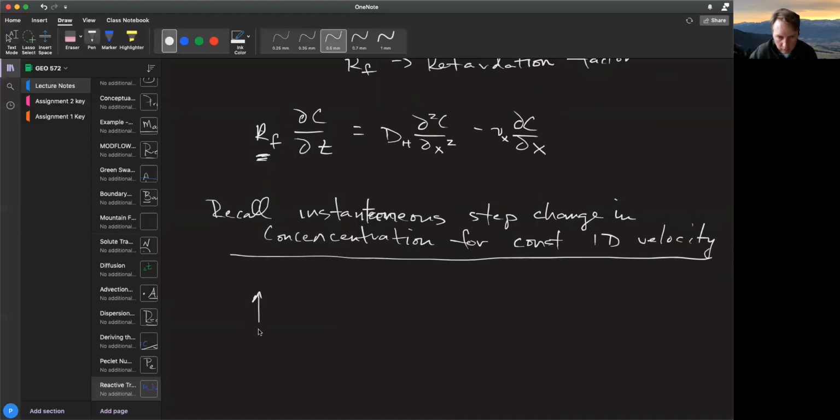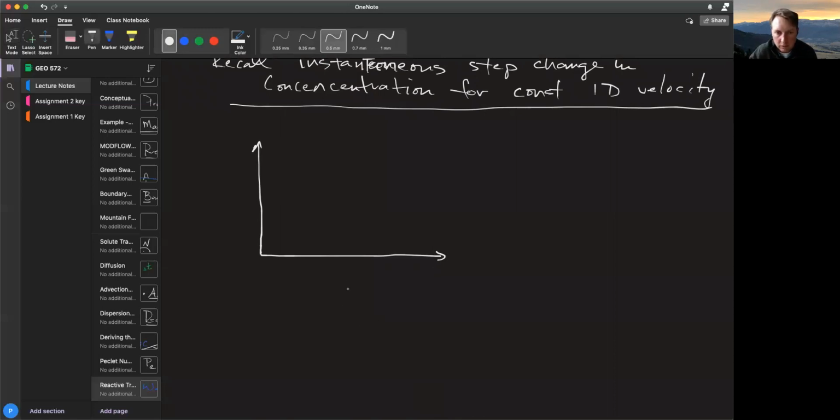And when you have had experience coding up the Ogata-Banks solution, and if we look at a breakthrough, so here's time. This is the step change to C naught. This is C equals 0. And in blue is our breakthrough curve for the case with no sorption, but we have dispersion, so we get early arrivals and later arrivals. So we have mixing due to dispersion. When I have sorption, in the green curve, my arrival time gets delayed as things are sticking to the sediment.